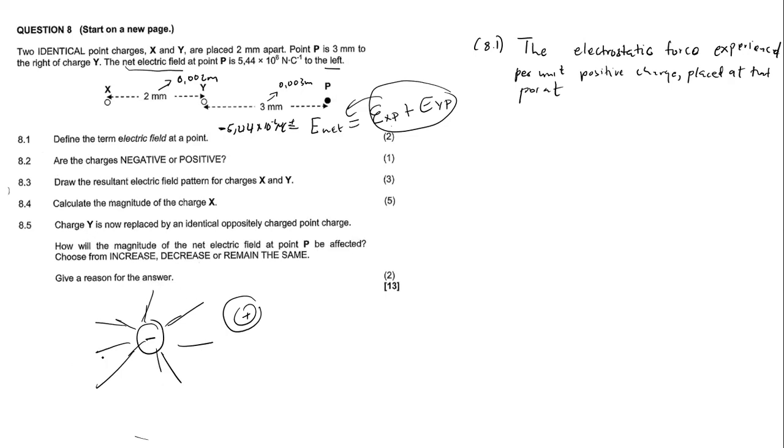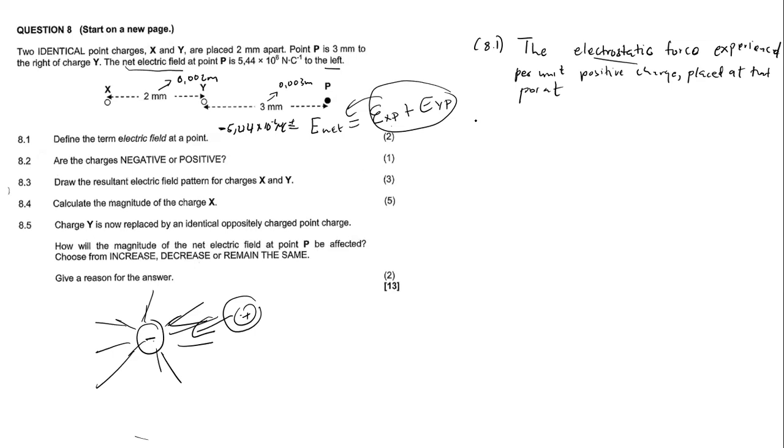So anything that comes around my field or close to my field is going to experience a force. Because the positive charge is here, when it detects the field of this charge, it will go towards this charge, attracted towards it. That's why we say the electrostatic force, because if this positive charge is placed next to it, there will be electrostatic force between positive and negative. So that's why we say the electrostatic force experienced per unit positive charge placed at that point. You see, placed at that point. That's how we define it.